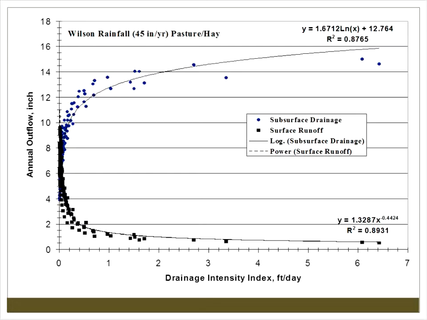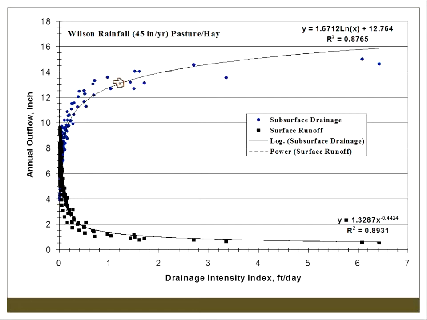So if we want to know how much water flows overland, it's these black squares. If we have a drainage intensity of 1, we're losing about 1.5 inches of rainfall each year through overland flow. So this is our surface flow. At a drainage index of 1, we are leaching, we are draining almost 13 inches of water per year.